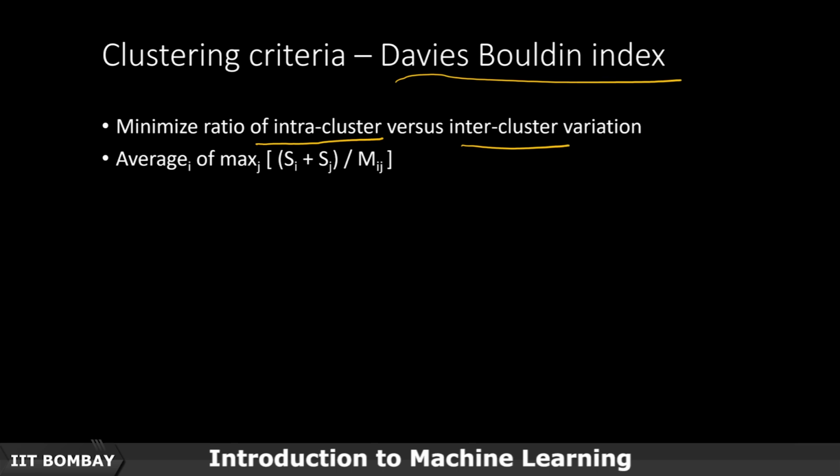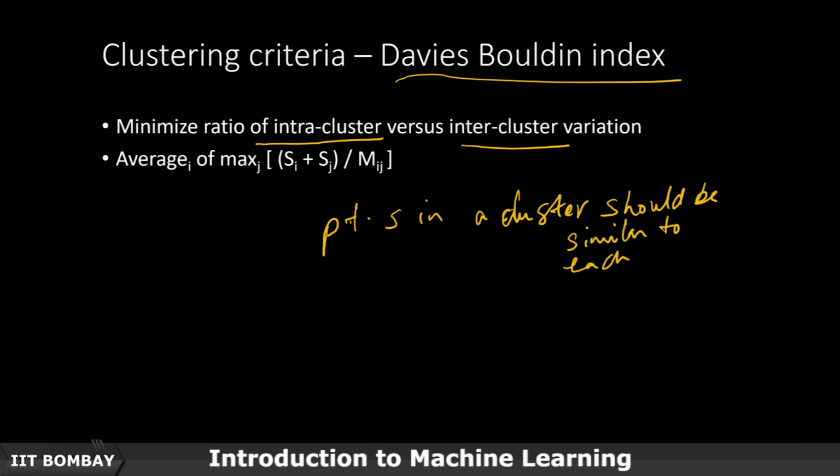So we want minimum variance within the cluster, so that the points in a cluster should be similar to each other, relative to points outside the cluster.